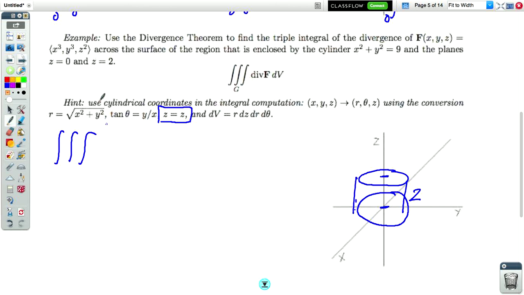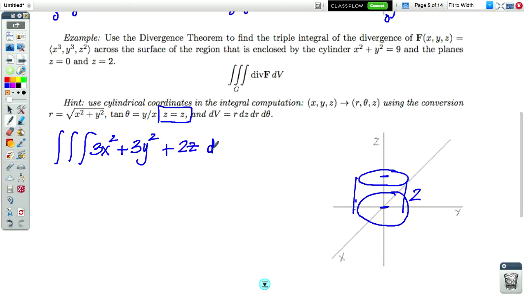So the divergence is the partial with respect to x of this first component, which gives us 3x squared, the partial with respect to y of the second component, which is 3y squared, and the partial with respect to z of the third component, which is just 2z.